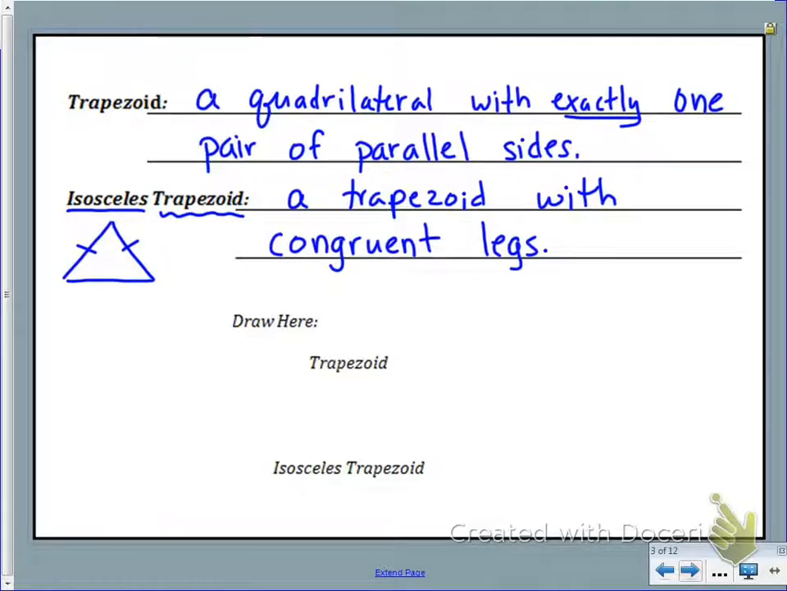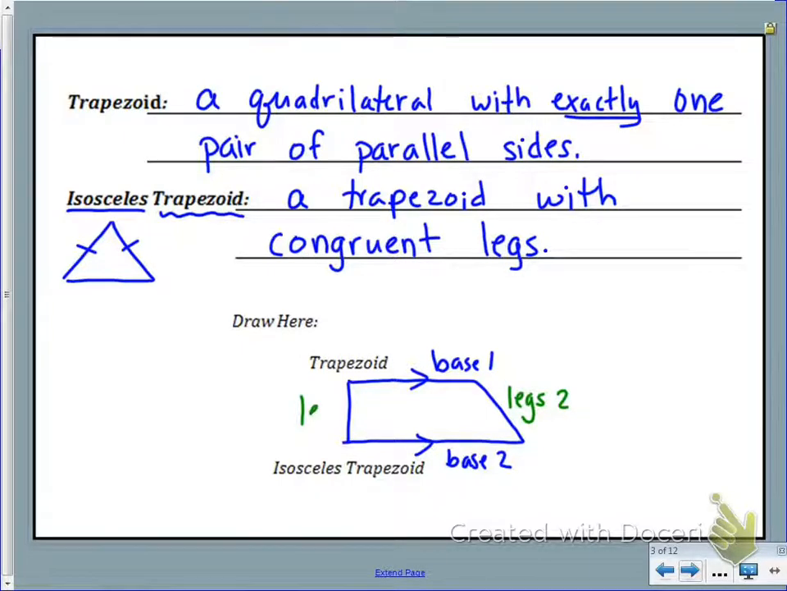In your annotation section, it says to draw the trapezoid here. So a trapezoid would look something like this. It's a four-sided figure, and one pair of sides is parallel. We call the parallel sides, by the way, the bases. So base 1 and base 2. It doesn't matter in which order those are, it's just a way to classify them. And then the other two non-parallel sides are the legs. So once again, it does not matter which one is leg 1 and which one's leg 2. It's just stating that there are indeed two legs.